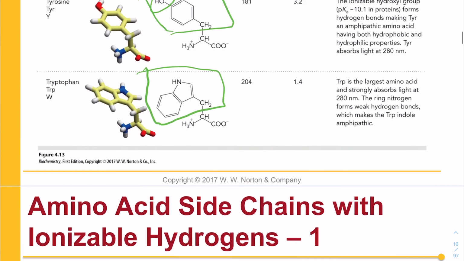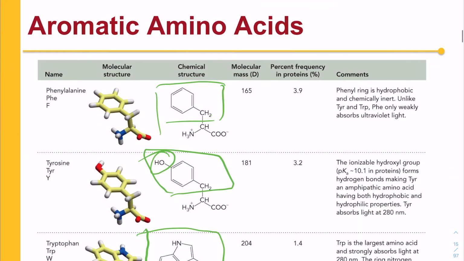Okay, so I will stop there with that description of the amino acids, and now, in the next lecture, we'll look at some of the amino acids that have ionizable side chains and what the implications are in our favorite titration curves and Henderson-Hasselbalch equations.